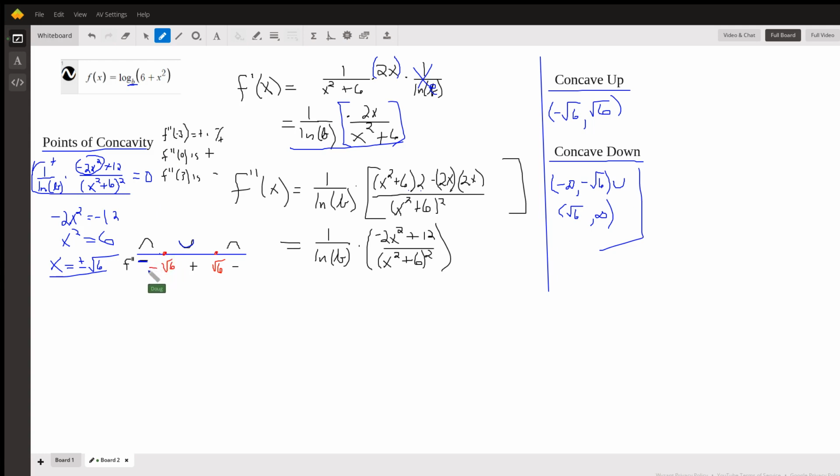Okay. And of course, if you actually had to find the points of inflection, you'd have to take this number and plug it into the original function. So it'd be the log of square root of 6 squared, 6 plus 6 is 12. So it'd be negative square root of 6, comma, log of 12. There you go.